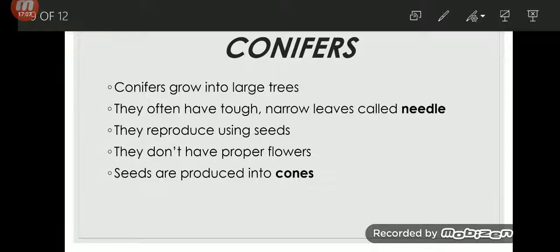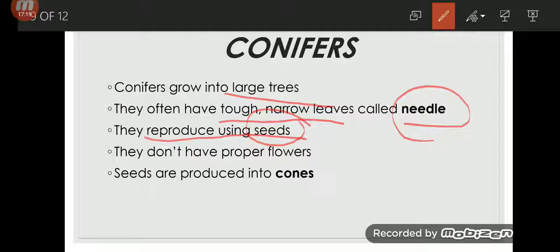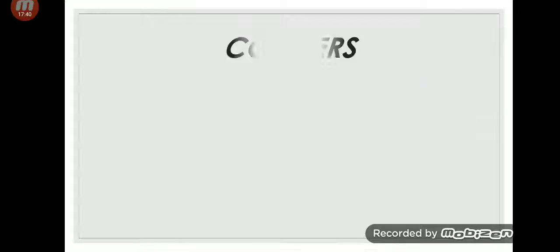So we will revise this. Conifers are large trees. They have tough, narrow leaves called needles. They reproduce using seeds. They don't have proper flowers, and seeds are produced in cones. Now let me show you the diagram.